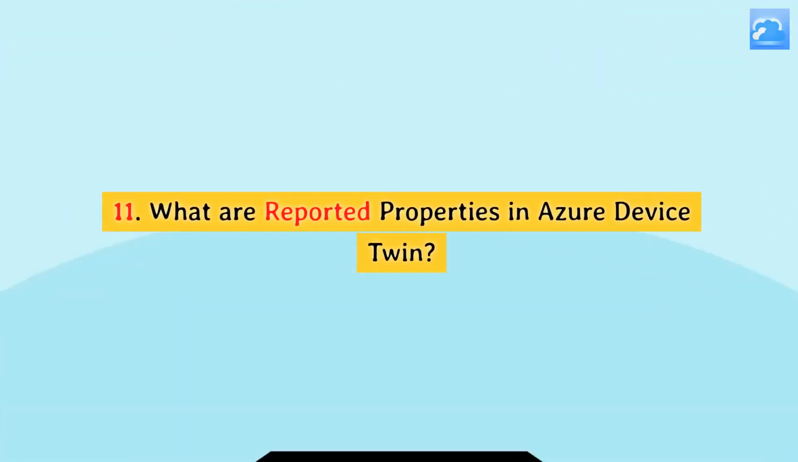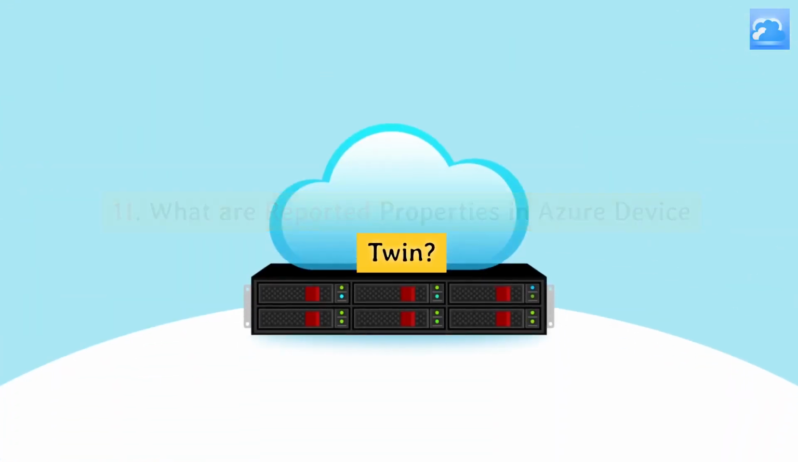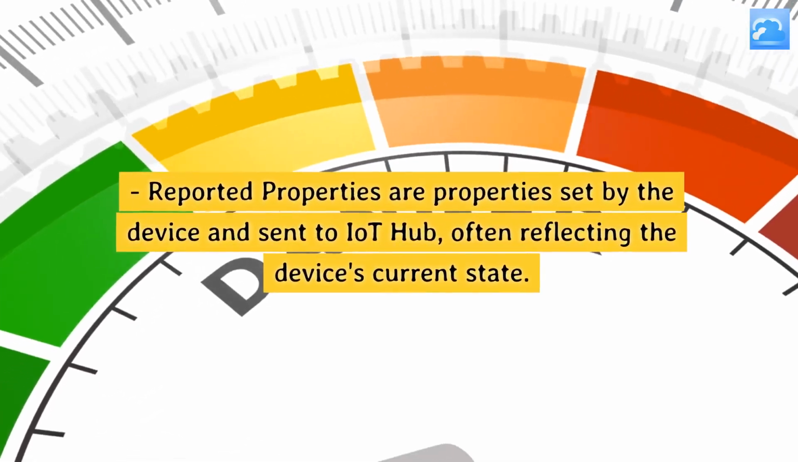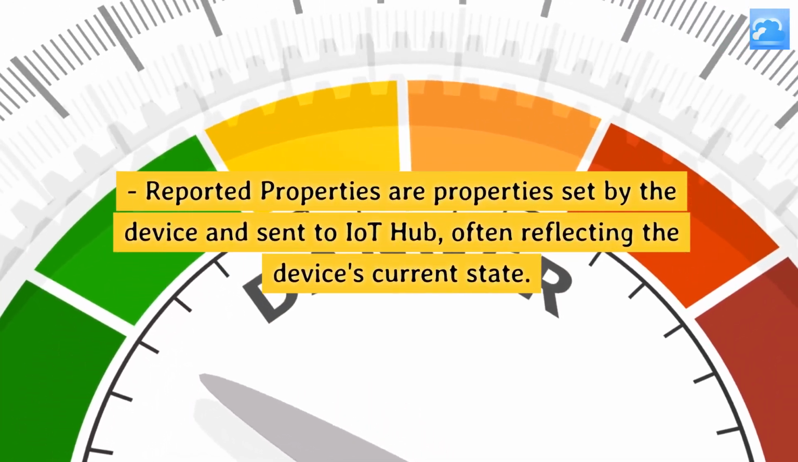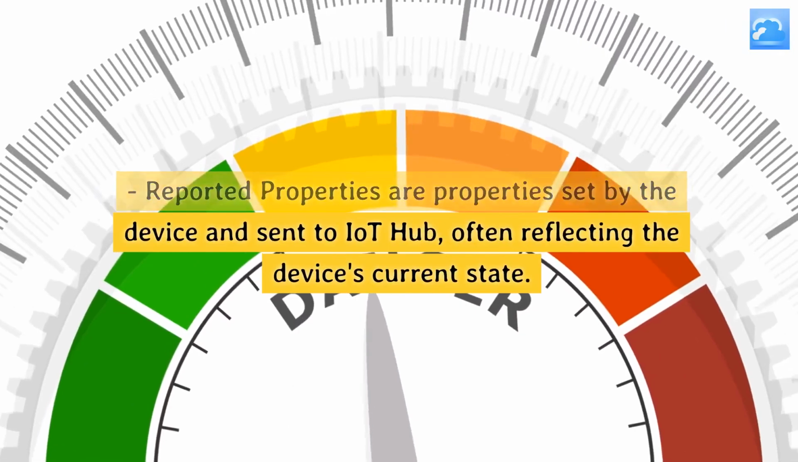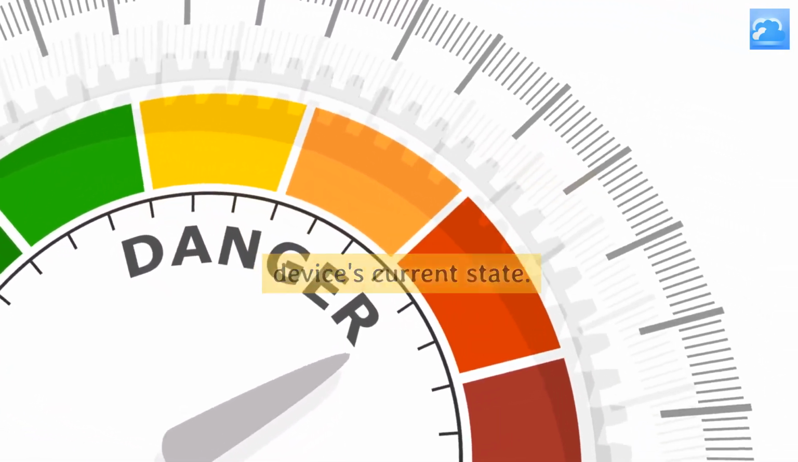11. What are reported properties in Azure Device Twin? Reported properties are properties set by the device and sent to IoT Hub, often reflecting the device's current state.